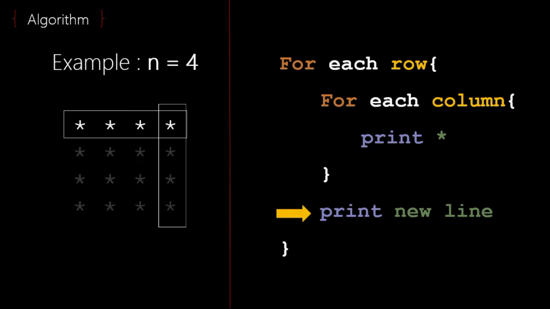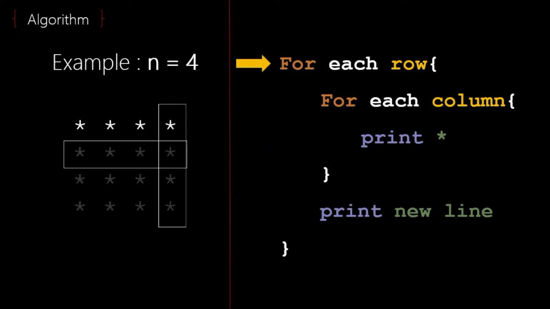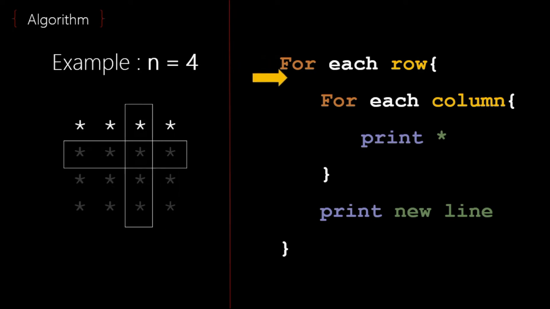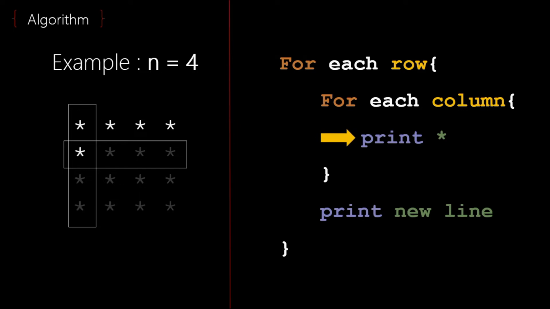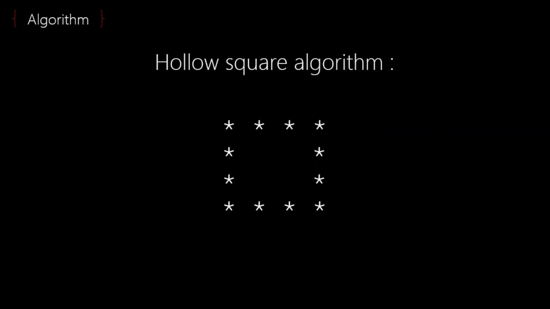When we hit the last column, we exit the loop, we print a new line, and we go to the next row to do the same steps again and again till we reach the last row. So that was the approach to print a filled square. Let's go back to our original challenge and see how we can print a hollow square.